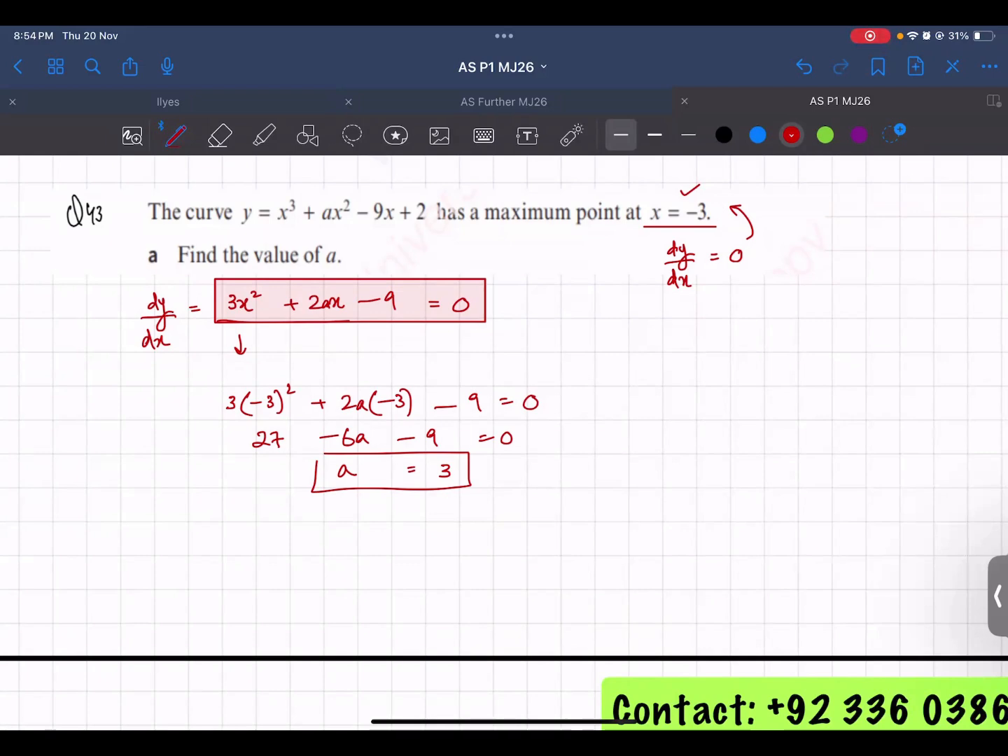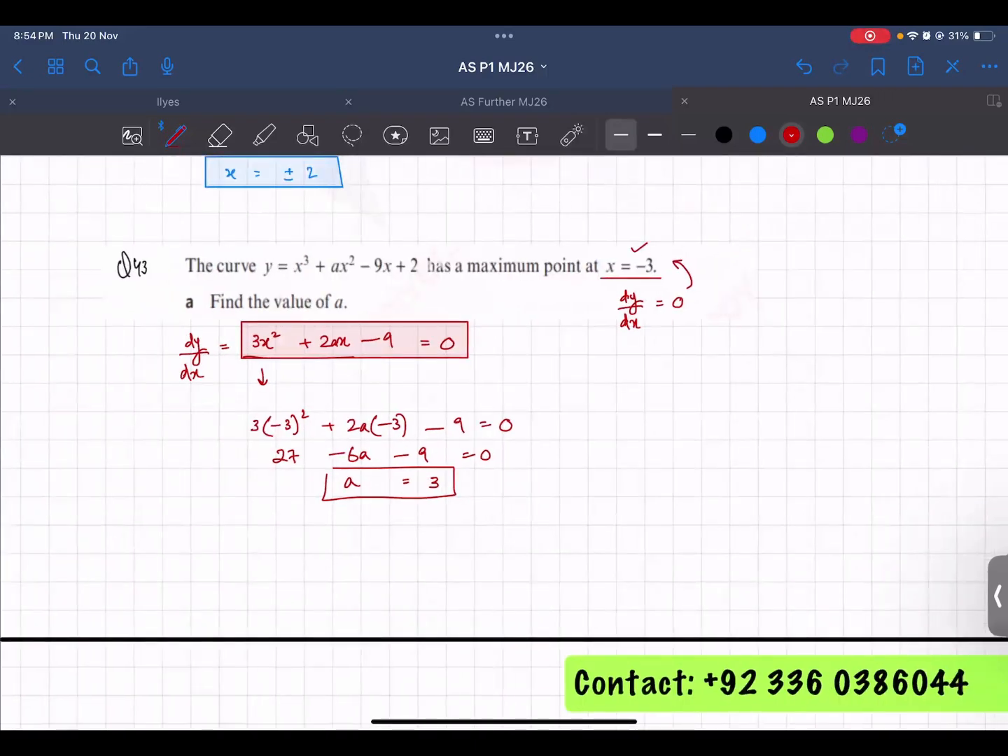You are doing the opposite. They have given you the turning point, they're asking you for an unknown in the equation. Previously, we had the equation, we found the x coordinate of the turning point. They gave us the x coordinate of the turning point over here, and then we are finding an unknown from the equation. So it goes both ways. The logic is clear. Okay.